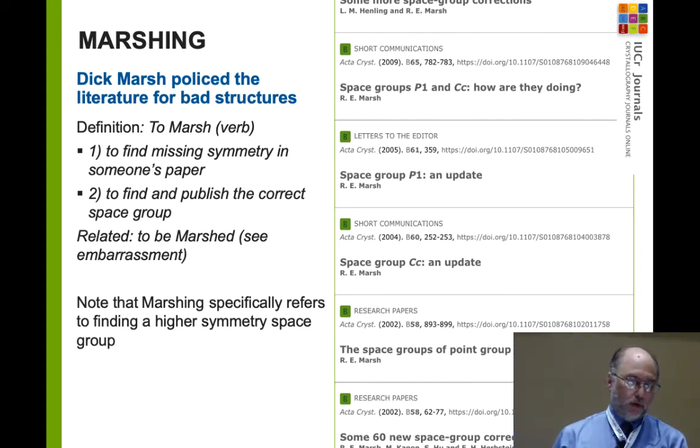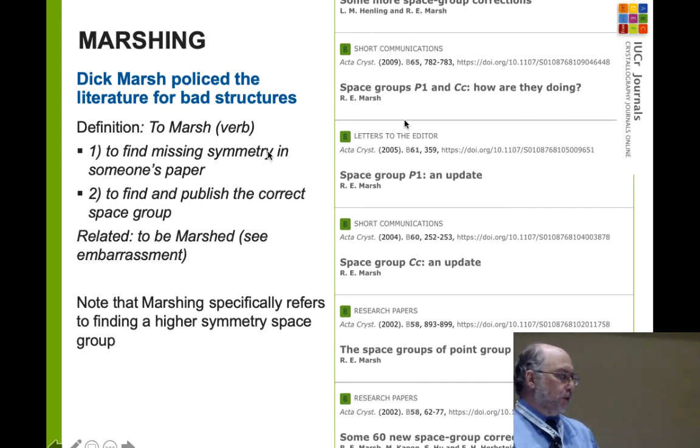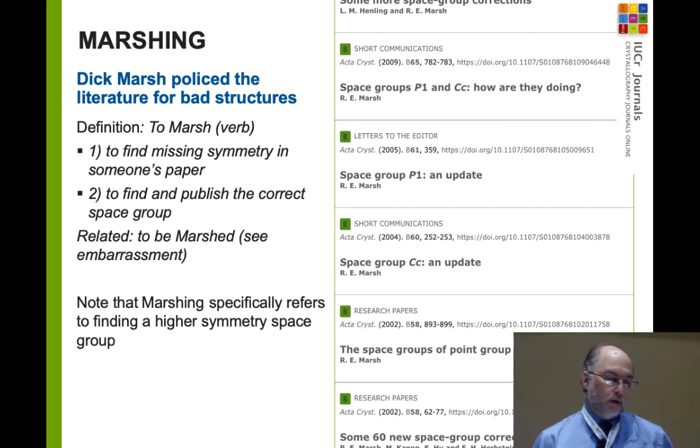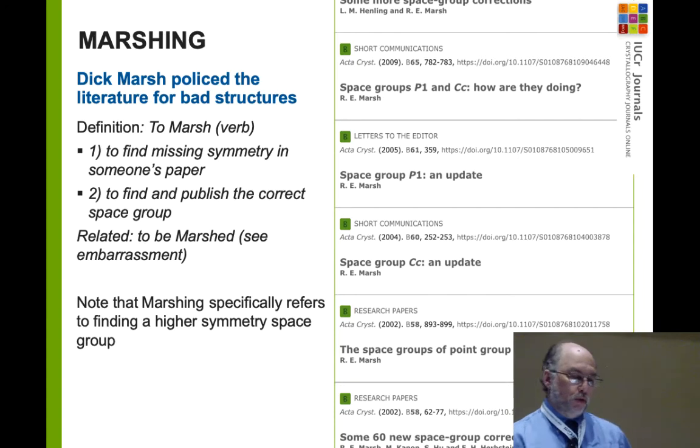But I want to point out that marshing, and actually I also included over here a list of some of his last few papers. He published tremendously, looking for things in the literature that could be done better. But I want to point out that Dick was specifically looking for where there is a higher symmetry space group that was missed in the initial study.